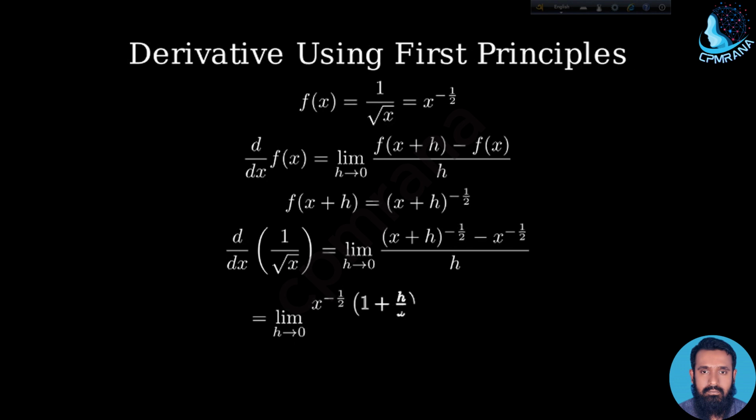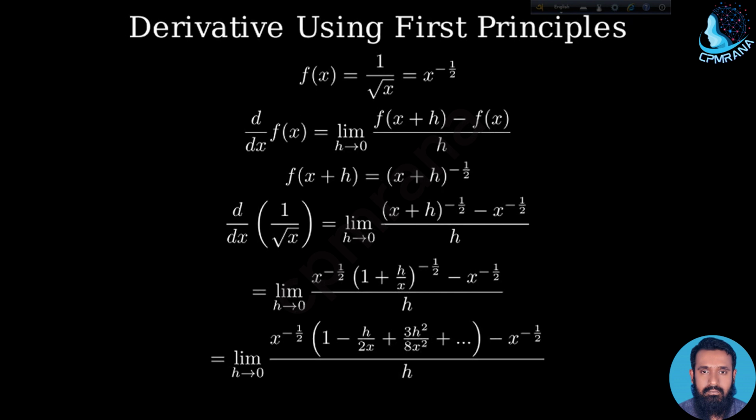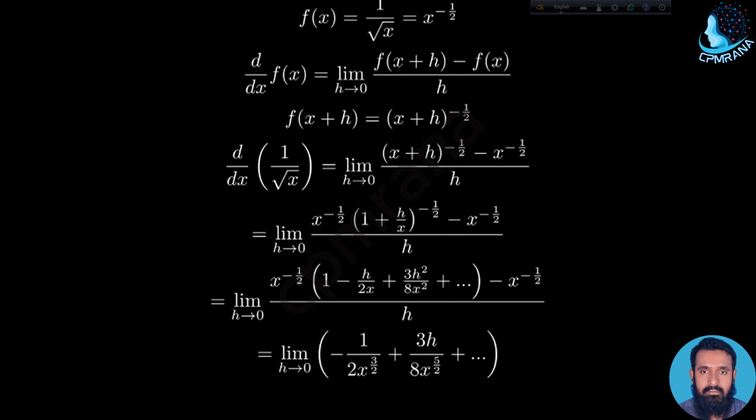To simplify this, we'll use the binomial theorem. First, let's rewrite x plus h to the negative 1/2 as x to the negative 1/2 times 1 plus h over x, to the negative 1/2 power. Now, we can use the binomial expansion for 1 plus h over x to the negative 1/2 power. The expansion gives us 1 minus 1/2 h over x plus higher order terms. After distributing x to the negative 1/2 and subtracting x to the negative 1/2, we get negative x to the negative 3/2 over 2 plus higher order terms in h.